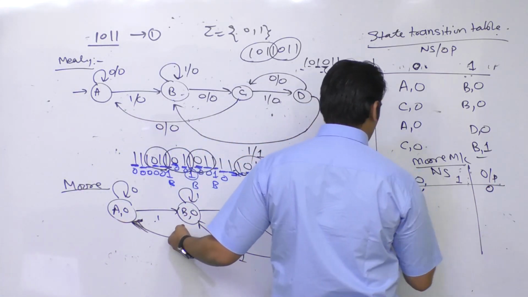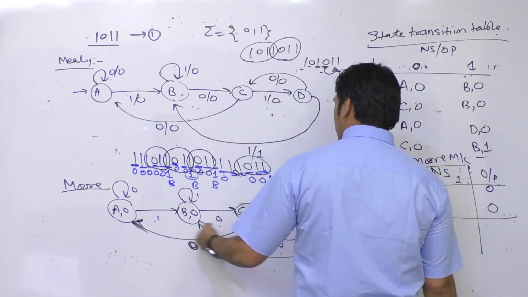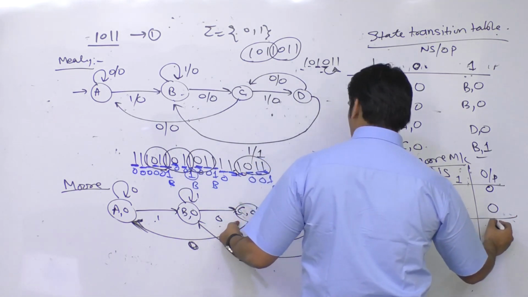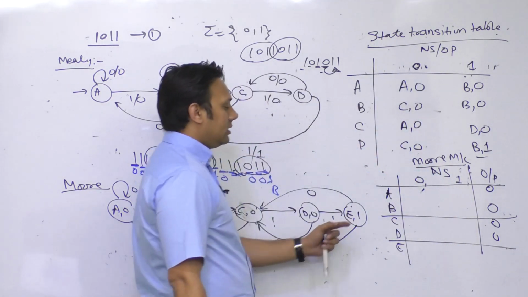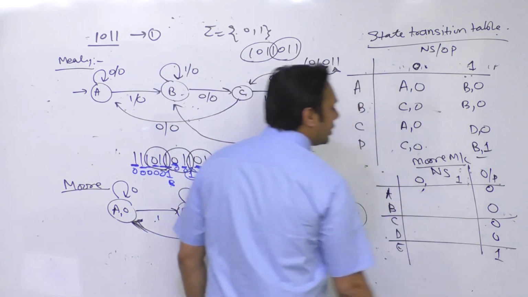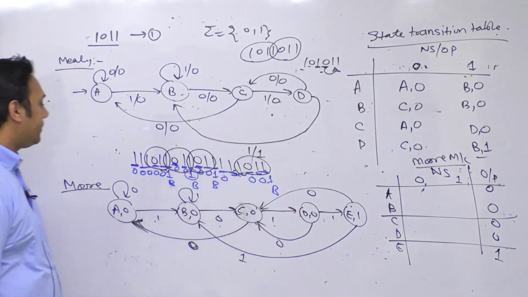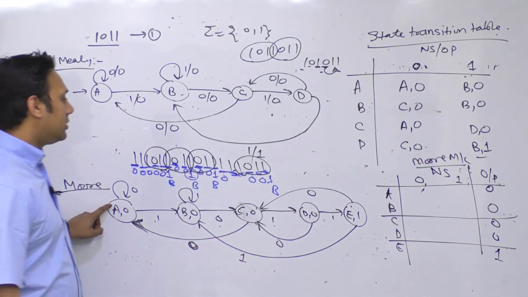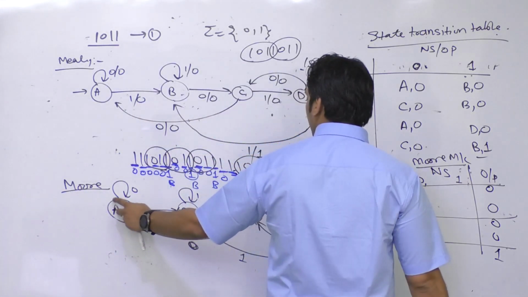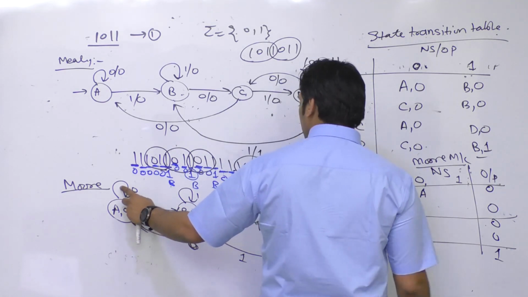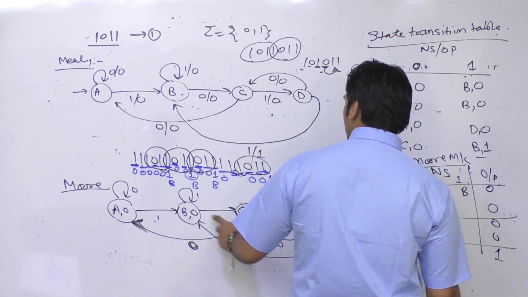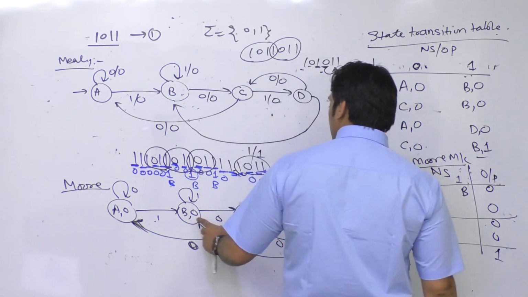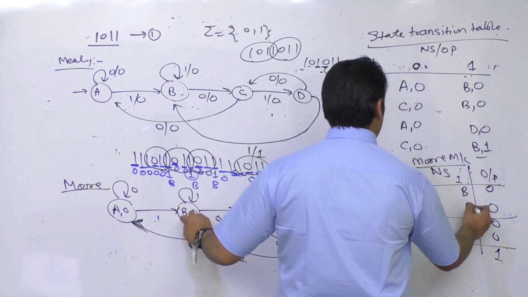For state B, the output is again 0. For state C, the output is 0. For state D, the output is 0. And for state E the output is 1. So I'm going to write the outputs separately, and in the inputs you can see the next state. In state A, if you give a 0, you go to state A. In state A, if you give a 1, you go to state B. In state B, if you give a 0, you go to state C. In state B, if you give a 1, you go to state B.